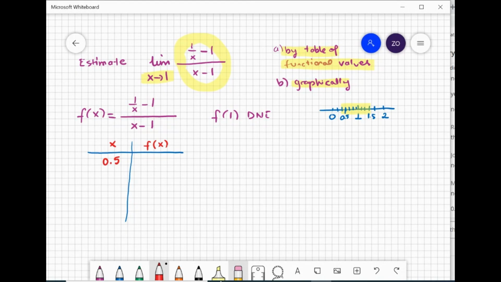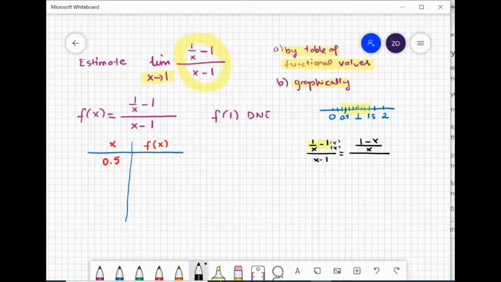What we can do is, let me in fact write this function here: 1 over x minus 1 over x minus 1. Let's simplify this a little bit, okay? So if we get common denominators in the numerator, what should we have? We should have 1 minus, so this is x over x, right? So getting common denominators, we will have 1 minus x over x divided by x minus 1. So we are just simplifying this expression first.